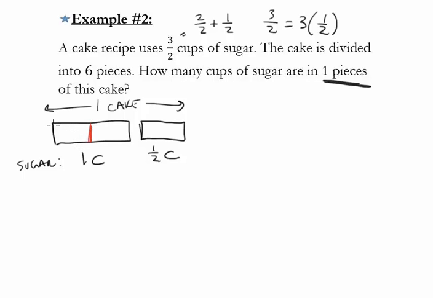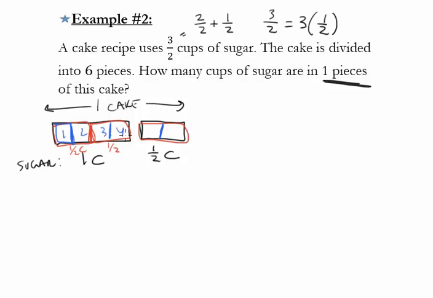So now we have, you see 1, 2, 3 equal sized pieces. Each one of those is 1/2 of a cup. And so we're on our way, but we want to divide it into 6. So let's just divide each of these in half again, right? Let's divide that one in half, that one in half, that one in half. Now we have 6 pieces.